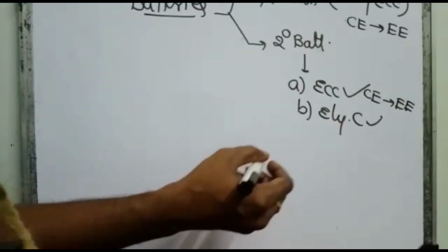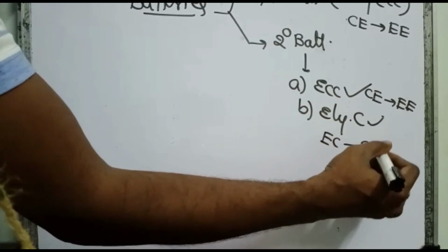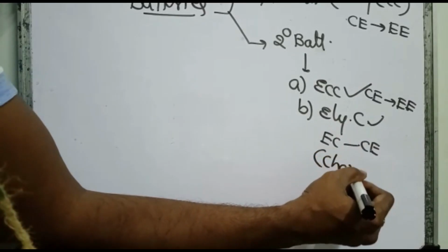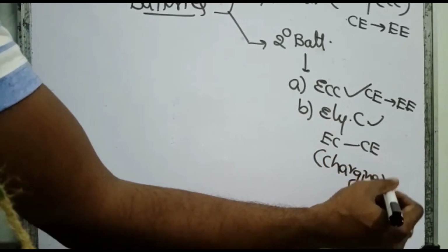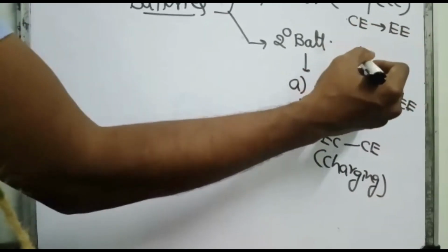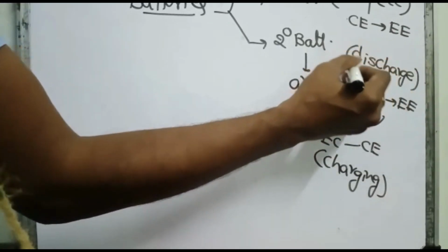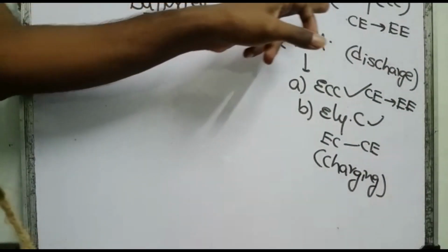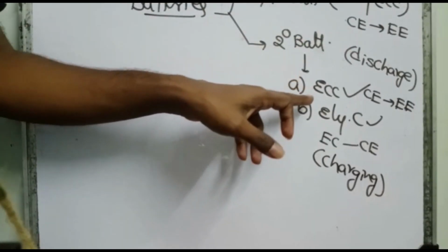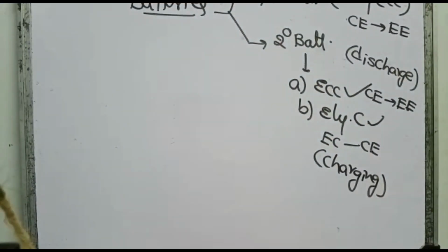After discharging, you put it on charging. That means electrical energy is converted into chemical energy, and this is called charging. Chemical energy converted into electrical energy is called discharge. The battery which acts only as an electrochemical cell is called a primary battery. When it acts as both an electrochemical cell and an electrolytic cell, it is called a secondary battery.